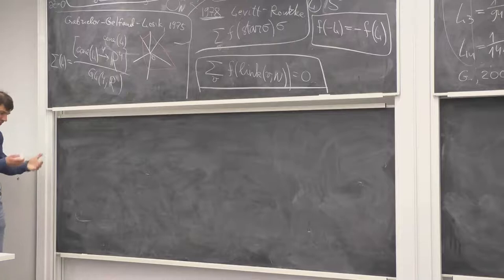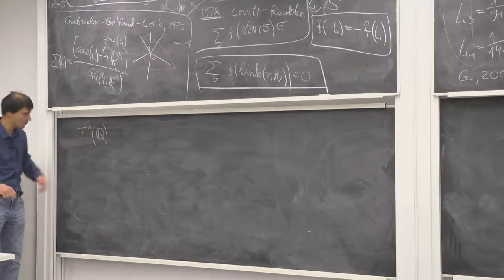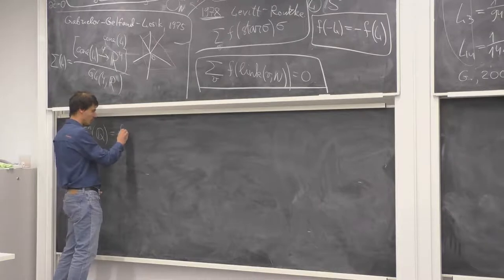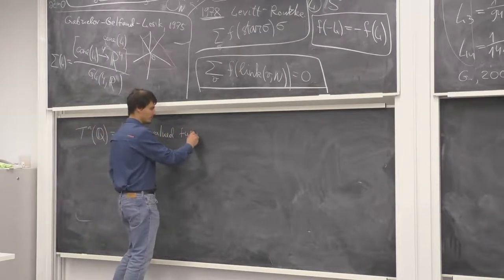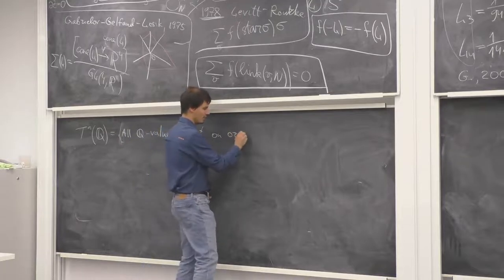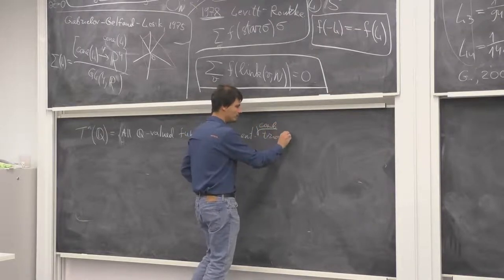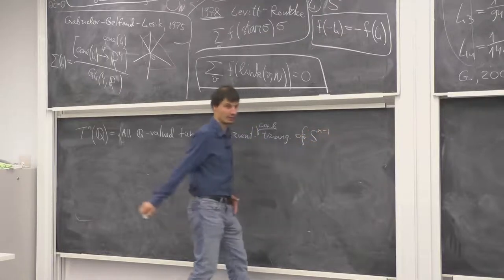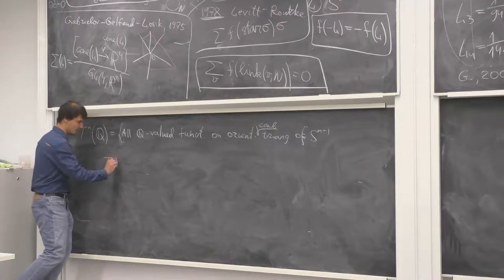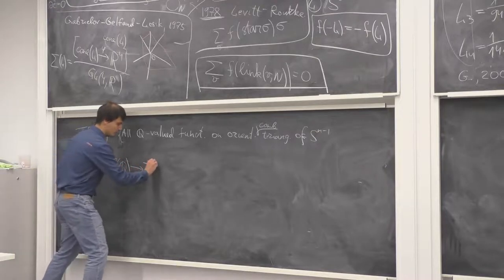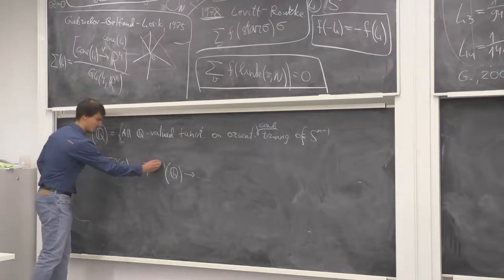So generally, algebraically, this can be organized as the following cochain complex. Let us consider, I denote by Tn of Q the set of all Q-valued functions on oriented combinatorial triangulations of S^(n-1). Okay. And these groups are organized into a cochain complex, where the differential goes from Tn to Tn plus 1.